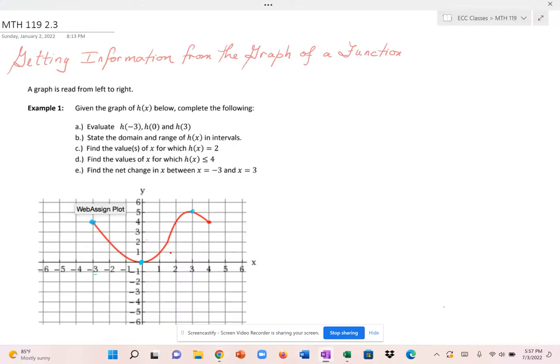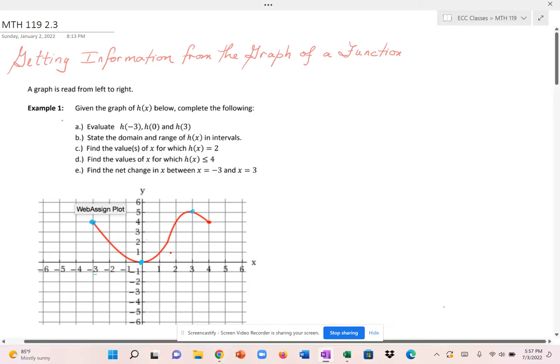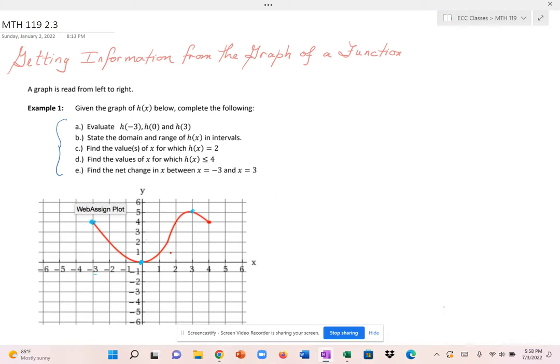Hi, this lesson is about getting information from the graph of a function. When you have the graph of a function, you always read it from left to right, the same way you read text. For the following example, we have the graph of h of x, and we want to answer the following questions about h of x. Part A says to evaluate h of -3, h of 0, and h of 3.